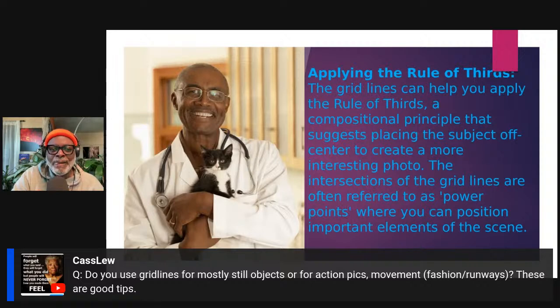Let me say it again. The grid lines can help you apply the rule of thirds. And the rule of thirds is just one of the composition rules. There are many of them, but the rule of thirds is a great place to start since we all have them on our devices. A compositional principle that suggests placing the subject off center. Remember, off center, it makes it a more interesting photo, and the intersections of the grid lines.